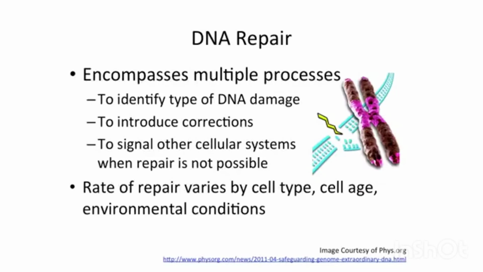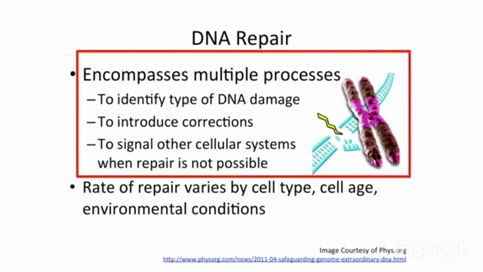DNA repair encompasses a wide range of processes. First of all, you have to identify the type of DNA damage in order to introduce the corrections that restore the DNA to its original structure. And there has to be, especially in eukaryotes, ways to signal other cellular systems when the repair is simply not possible to complete. That is, you want to say, okay, time to shut down the cell.